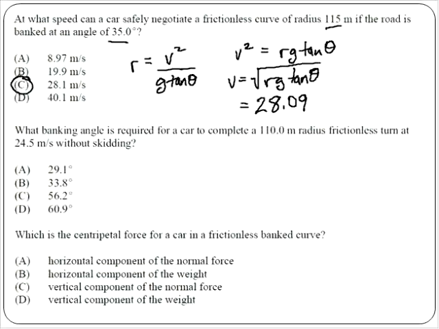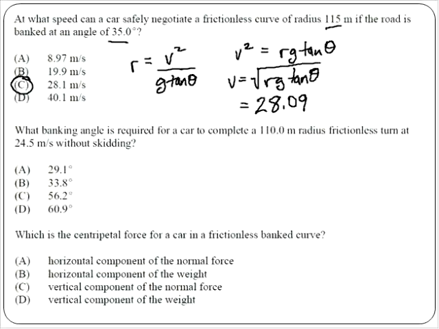28.1 would be what it rounds up to. So there's the safe speed. Any faster than that, it would start to slide up the curve. Any slower than that, it would start to slide down the curve. So if you had a really icy road and it was banked at that angle, you could actually drive around that turn at 28 meters per second, which is around 90 kilometers per hour. Actually, it's more than 90 kilometers per hour. And you could do that safely, even if the road was slippery, because it's banked.